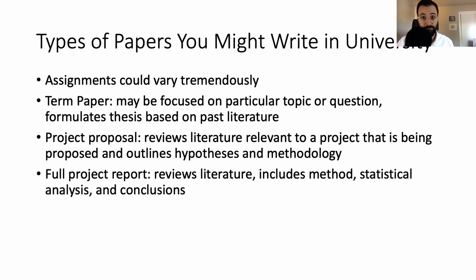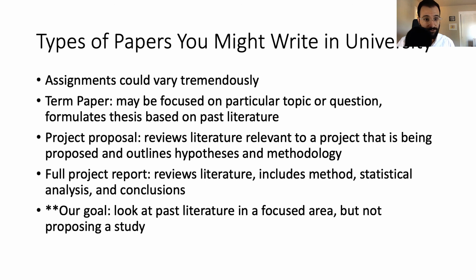By the end of Research Methods and Stats 2, you will complete a full project report in which you'll review the literature, you'll explain a methodology, you'll do statistical analysis, and then write your conclusions. Our goal in this course is to essentially spend the semester writing our own lit review. We're going to look at the past literature in a focused area. We're not going to go as far as proposing a study. We're going to do kind of the term paper version of this. You could also maybe think of it as a position paper within the realm of psychology.